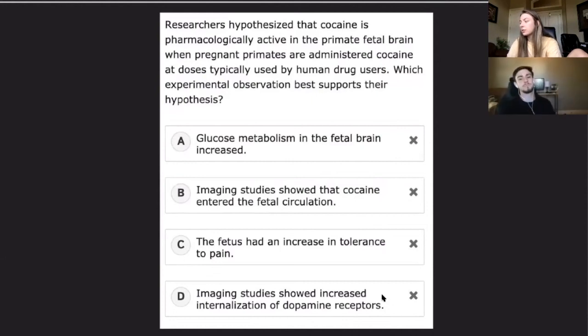Cocaine is pharmacologically active in the primate fetal brain when pregnant primates are administered cocaine at doses typically used by human drug users. Which experimental observation best supports their hypothesis? All right, that is a question. I'm going to simplify it down a little bit, or at least try.